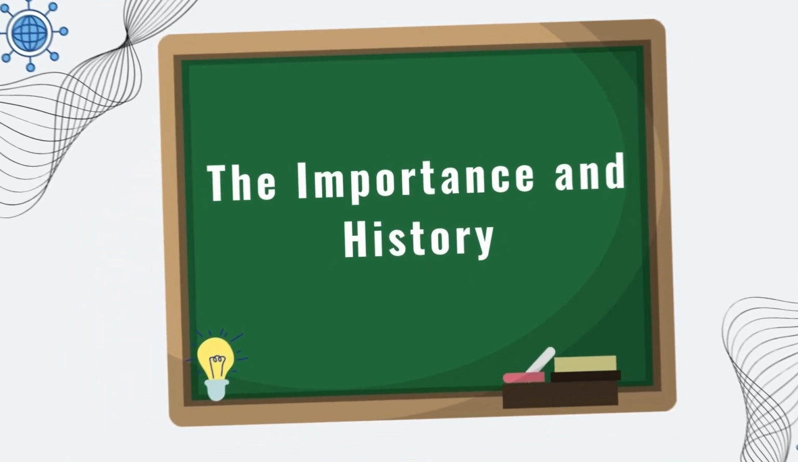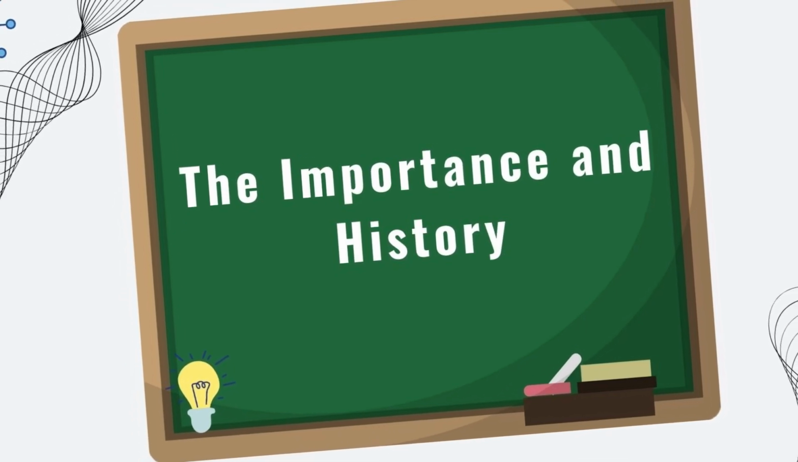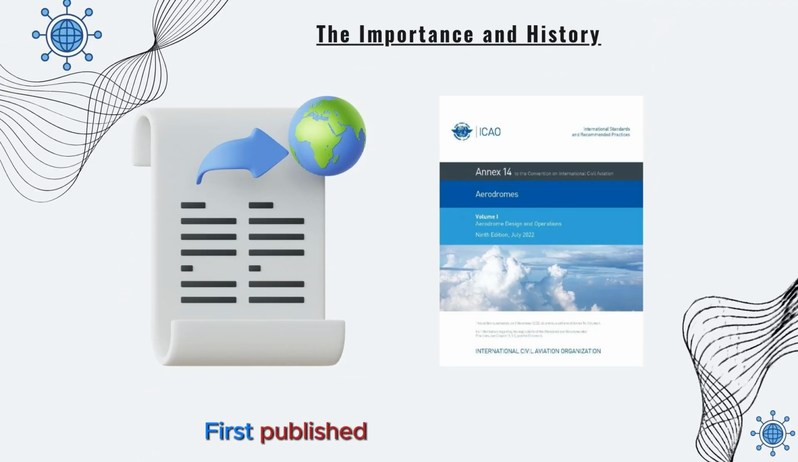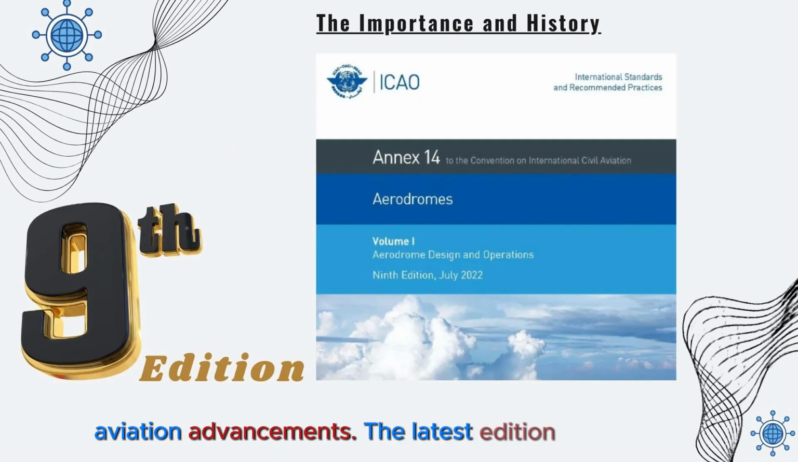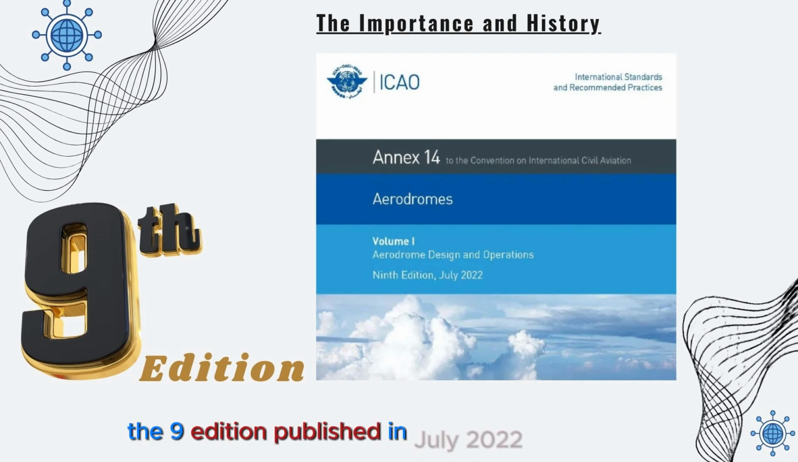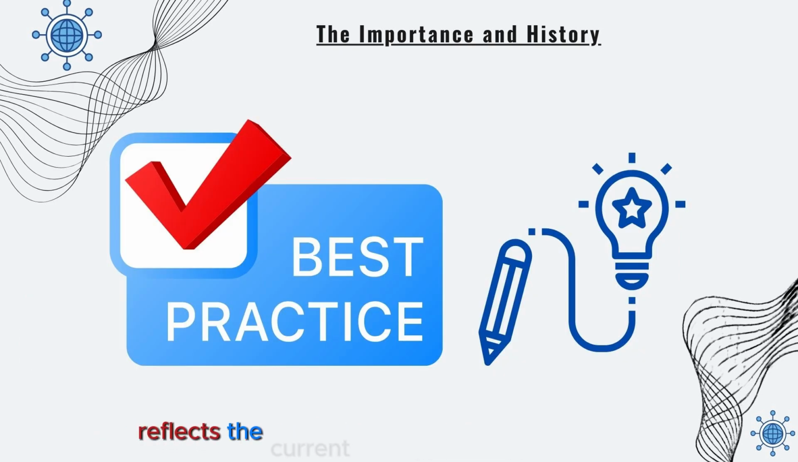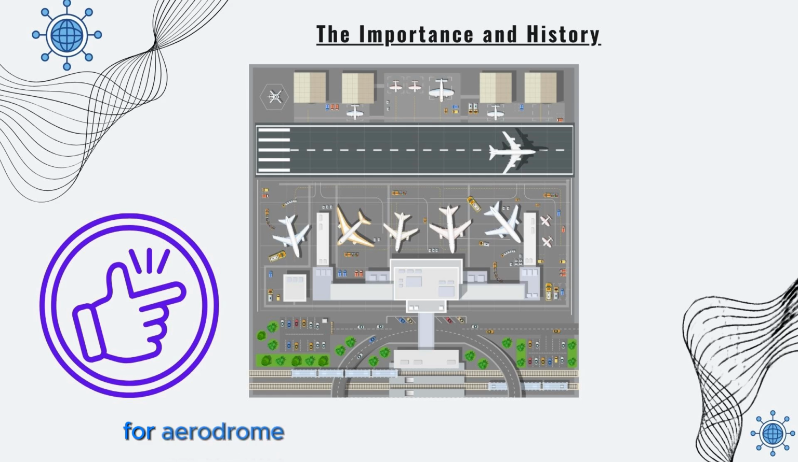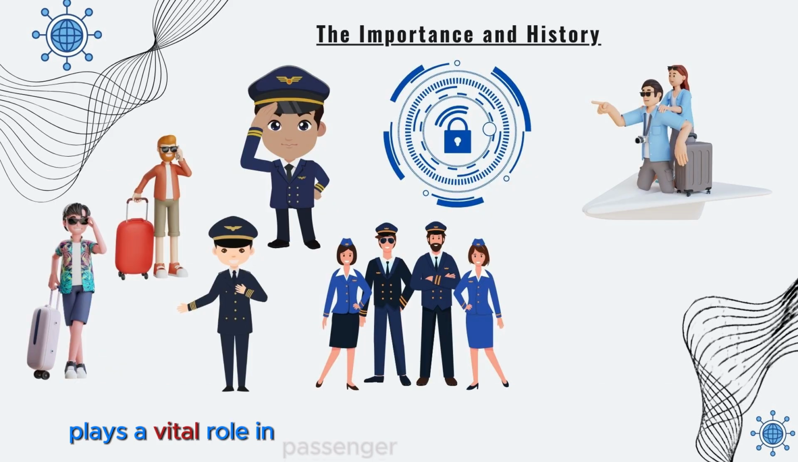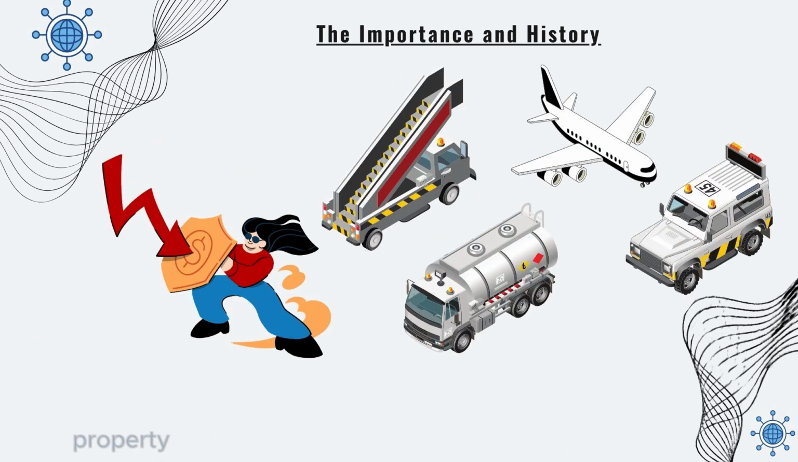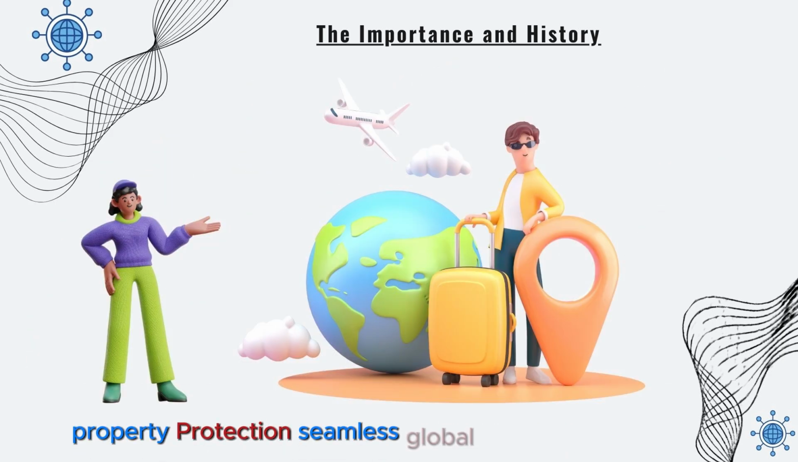Let's continue with the importance and history. First published in 1951, Annex 14 has continuously evolved alongside aviation advancements. The latest edition, the 9th edition published in July 2022, reflects the current best practices for aerodrome design and operation. ICAO Annex 14 plays a vital role in passenger and crew safety, property protection, and seamless global air travel.